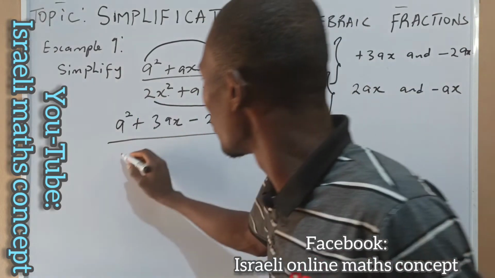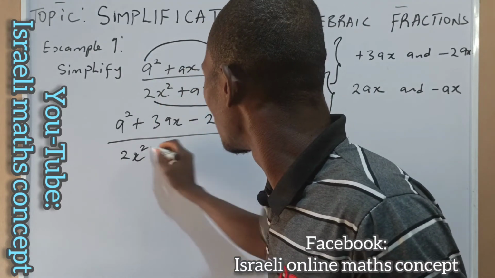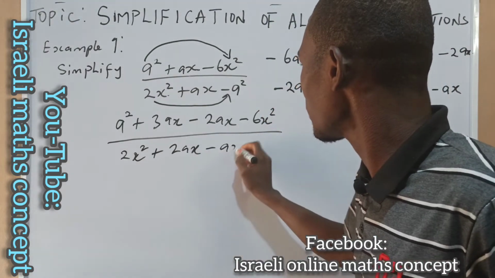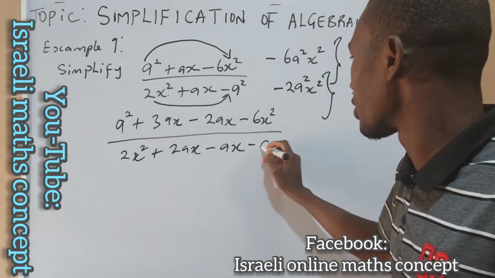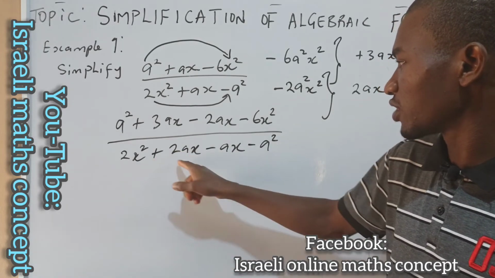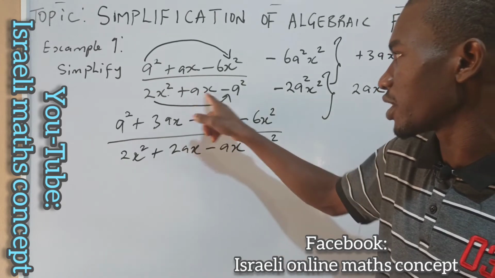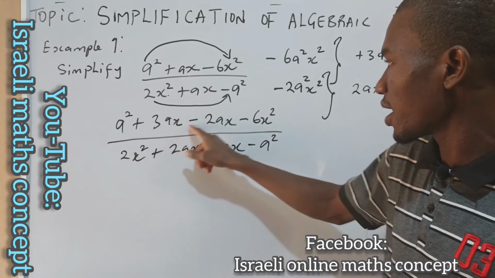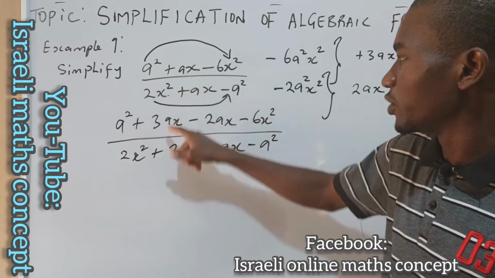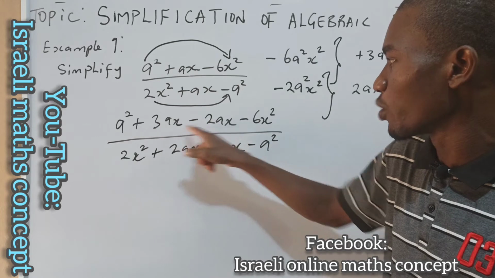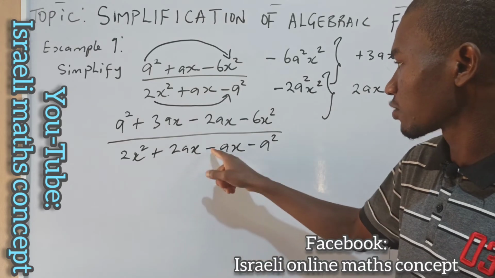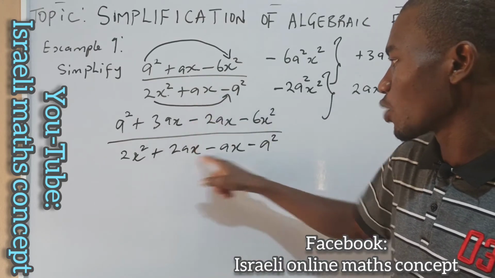Now let's have 2x raised to power 2, then we put those two factors plus 2ax and minus ax, then we now put our minus a raised to power 2. Looking at this given expression, if I collect the like terms, you will see that 2ax minus ax will still give me ax. And coming to this numerator, 3ax minus 2ax will still give me ax. That was the reason why I didn't add up this ax here, but rather used the equivalent expression to denote it. The same thing is applicable to the denominator here: I use 2ax minus ax to denote ax because they are equivalent.